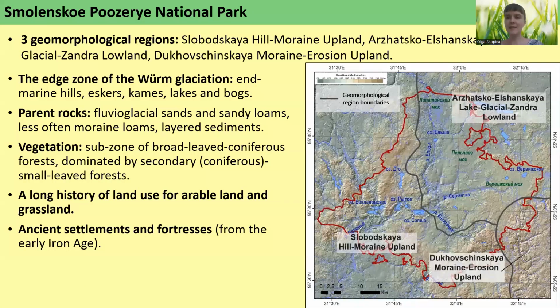This national park is located in the European part of Russia, covering around 1.46 thousand square kilometers of northeastern Smolensk region. It is a unique area for European Russia, as it is an edge zone of the Würm glaciation and a transition zone from coniferous to broad-leaved forests. Furthermore, the area has a long history of anthropogenic use, several ancient settlements, and many periods of plowing and land abandonment.